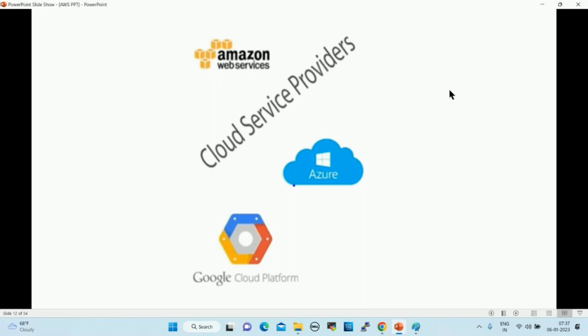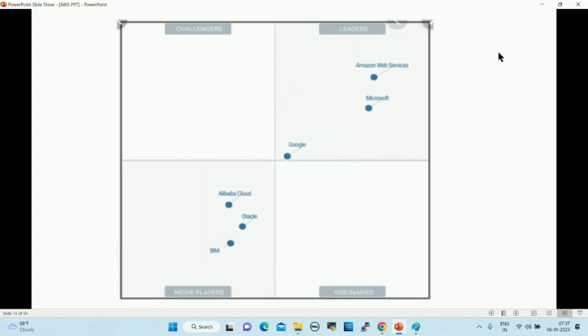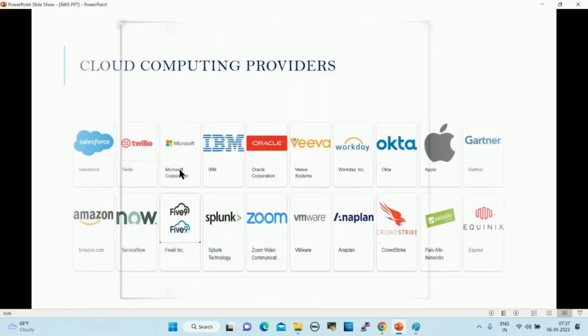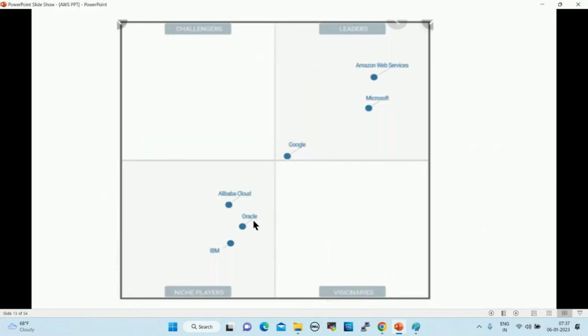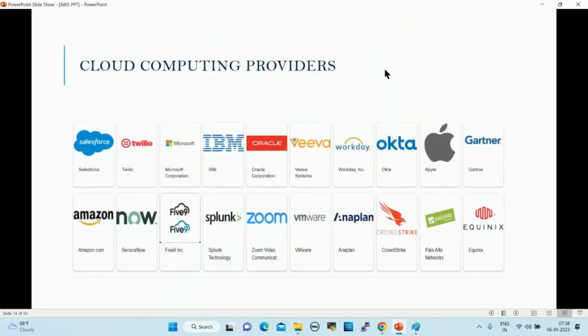These are the quadrants. In the last quadrant, Amazon Web Services is in first place, Microsoft Azure is in second place, and Google is in third place. These are the small players: Alibaba Cloud, Oracle Cloud, IBM Cloud, DigitalOcean, Fastly, Heroku. Different vendors are available in the market. Nearly 30 cloud platforms are available, but AWS, Azure and Google Cloud are the three most popular.